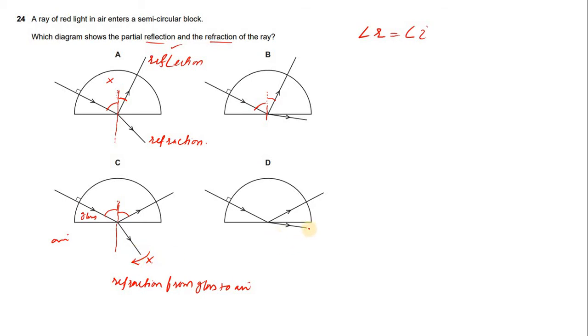Now part D, yes, the reflection is true. The incidence angle is equal to the reflected angle, and the refracted ray is moving away from the normal because this is refraction from more to less dense. So this is the true diagram. So the option is D.